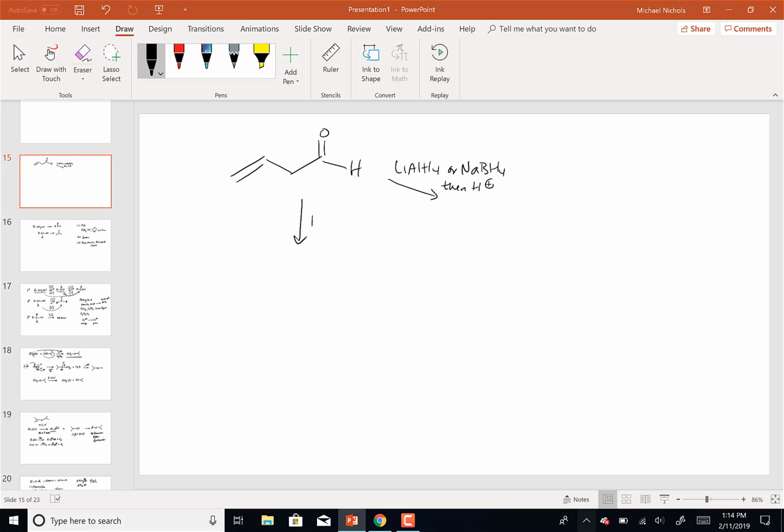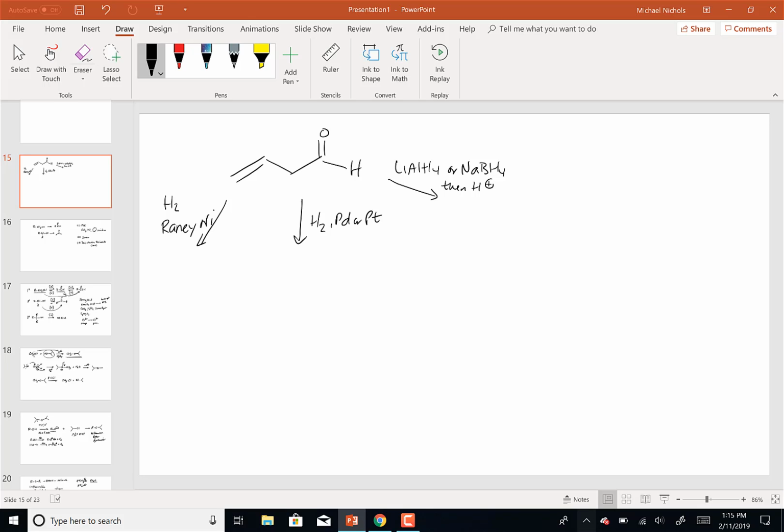Or I could reduce this with hydrogen gas and palladium or platinum metal catalyst. Another reagent that I can use is hydrogen with Raney nickel. So the difference between hydrogen with palladium or platinum and hydrogen with Raney nickel is a carbon-oxygen double bond is much more stable than a carbon-carbon double bond.